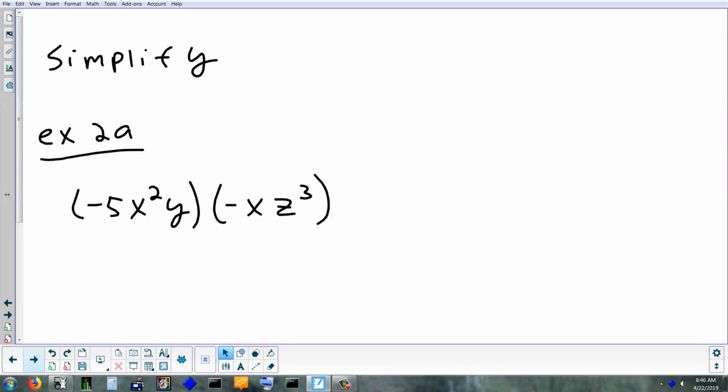So you're on the back side of your notes now, top left corner, that's where example 2A is going to go. So we got negative 5x to the second y times negative xz to the third, or cubed. Now what I would do first here is, I could put something with the y in this set of parentheses, and with the x in this set of parentheses. What can I put with the y and the x? A 1. A 1, right?